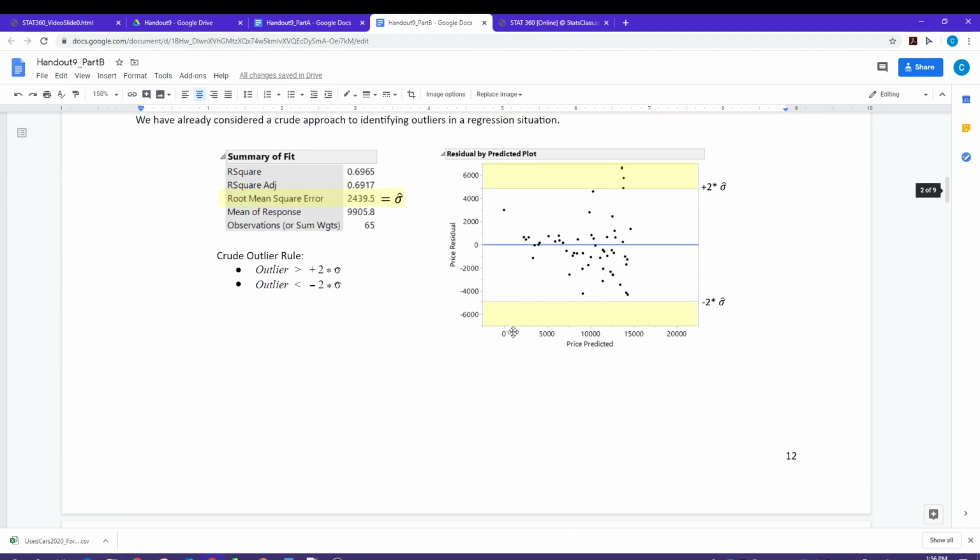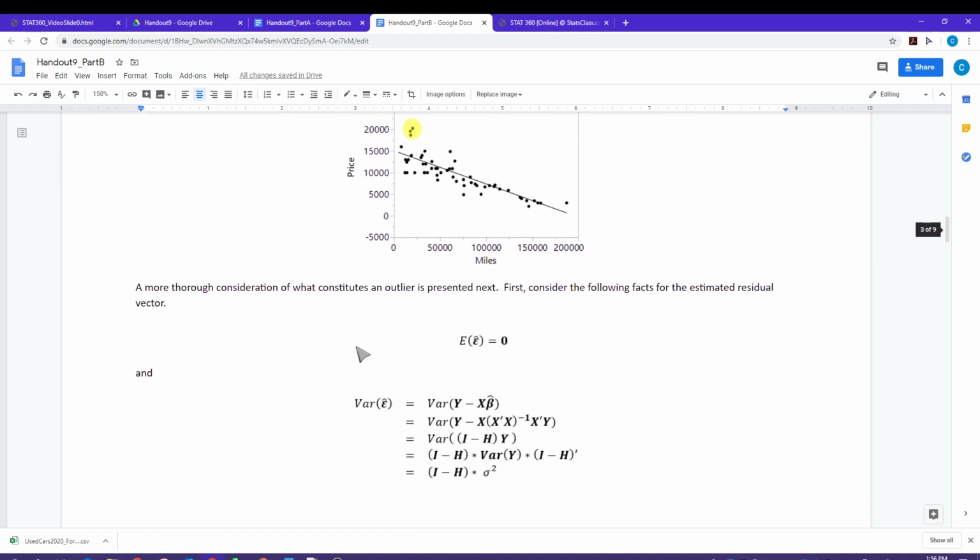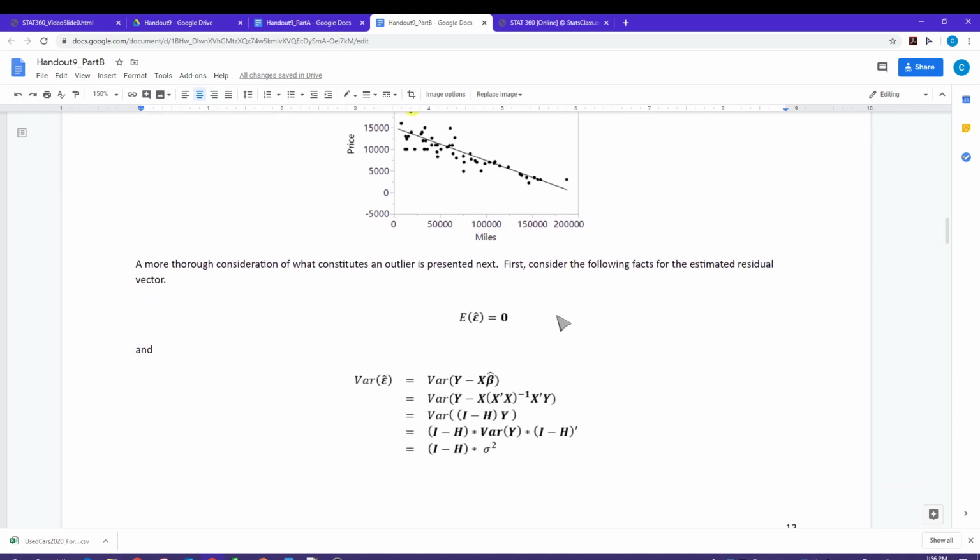Now, as I said, that's kind of a crude rule. If we are a little bit more careful about the distribution of the residuals, we'll find out that the expectation, or average value, of the residual vector here would be 0. So that just means that my residuals are centered about 0. And the variance or standard deviation is given by this quantity here.